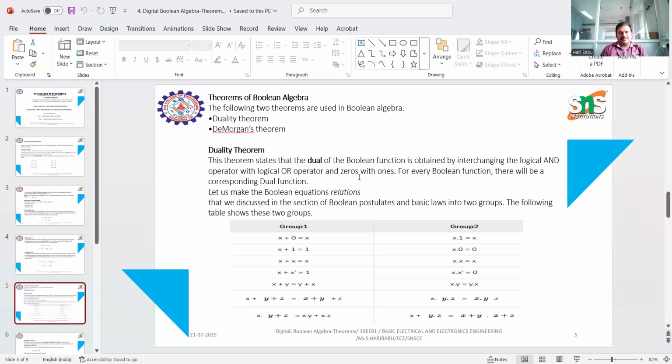Okay, let us see the duality theorem. This theorem states that the dual of a Boolean function is obtained by interchanging the logical AND operator with the logical OR operator, and zeros with ones. For every Boolean function, there will be a corresponding dual Boolean function. So x plus 0 is equal to x, and its dual is x dot 1 is equal to x. And x plus 1 is equal to 1, so x dot 0 equals 0. And x plus x is equal to x, whereas x dot x equals x. Similarly, the terms will be represented for your duality functions.